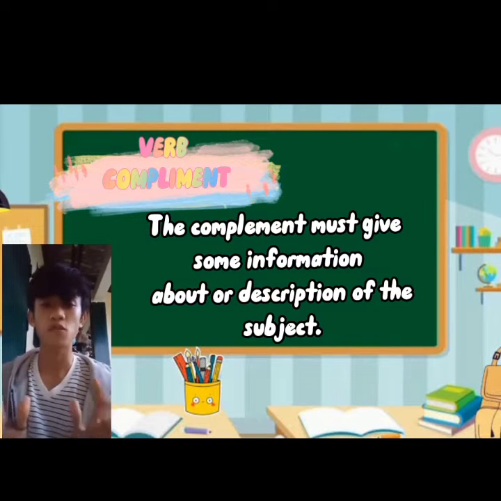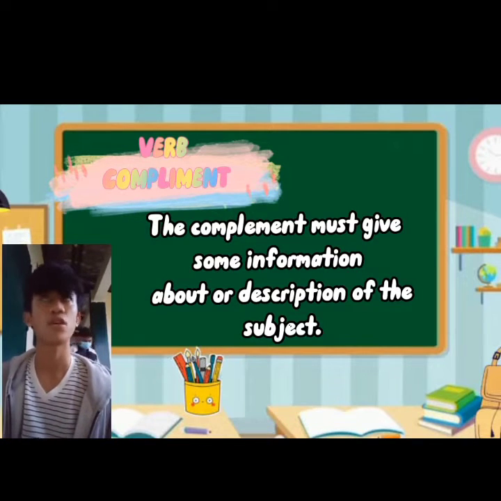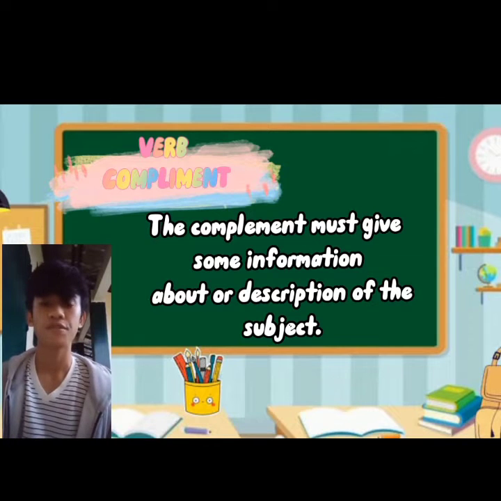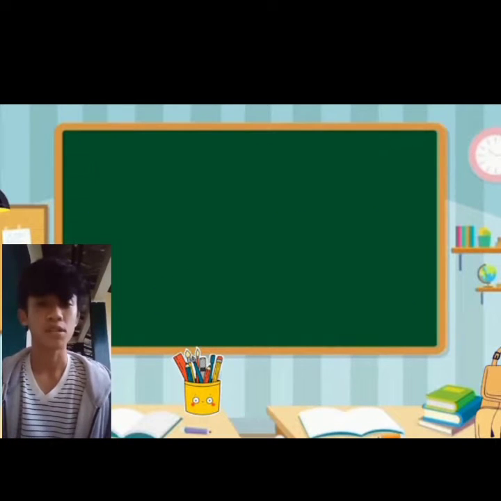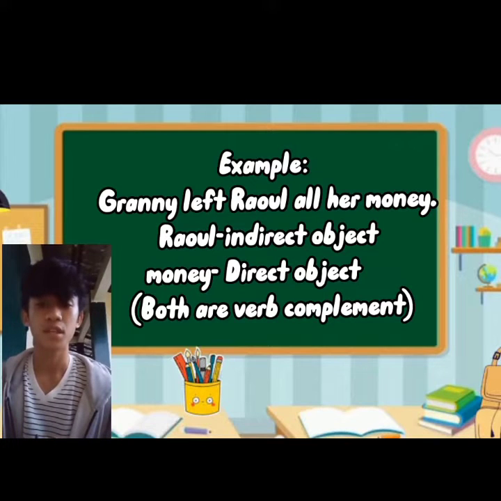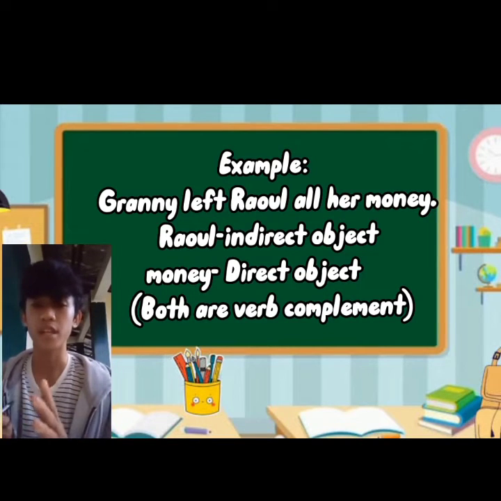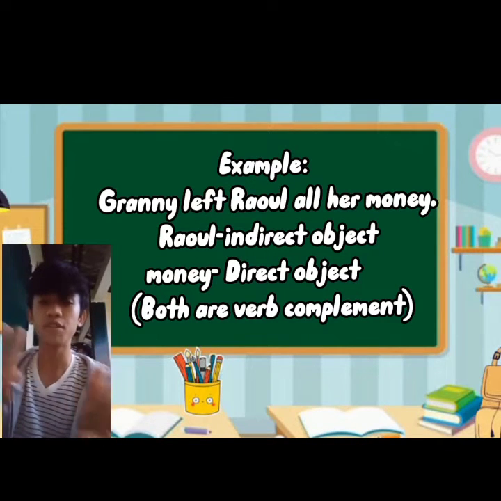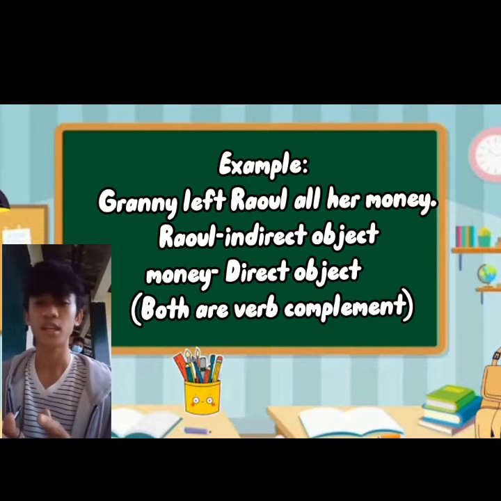The complement must give some information about or description of the subject. And examples: Granny left all her money. So the example of the indirect object, that is Granny left, and the example of the direct object, that is the money. And both are, that is a verb complement. That's all.